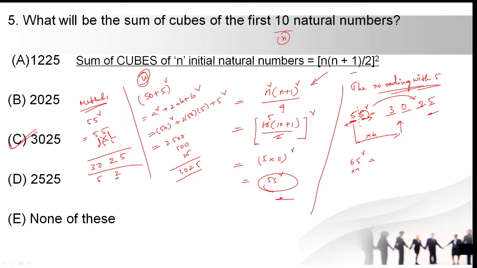65 square, what is 6 sevens? 42, followed by 25. You can check. 85 square, what is 8 nines? 8 nines are 72, followed by 5 square, 25. So this is the way to solve the squares of numbers ending with 5. So from these three methods you can find the better one for you.